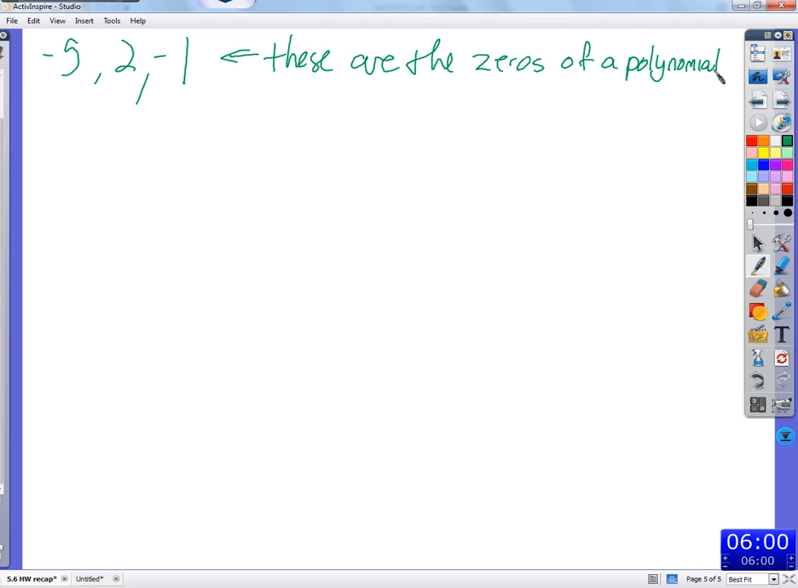Hey, as I'm coming around and gathering up your homework, I want you to look up at the projectors. Those three numbers are the zeros of some polynomial. You can see I wrote that right there.